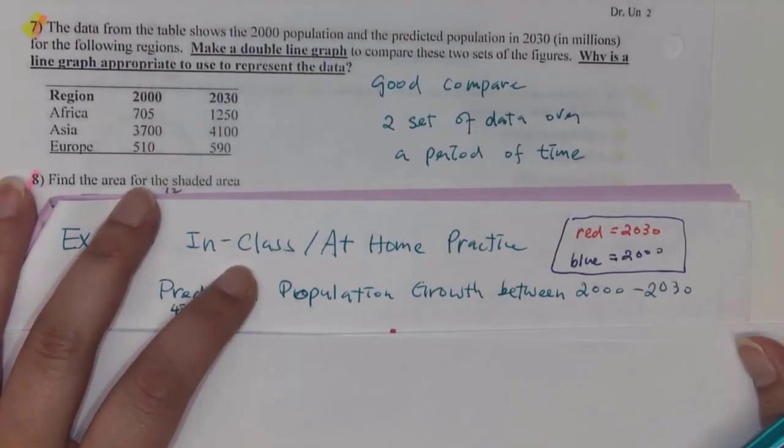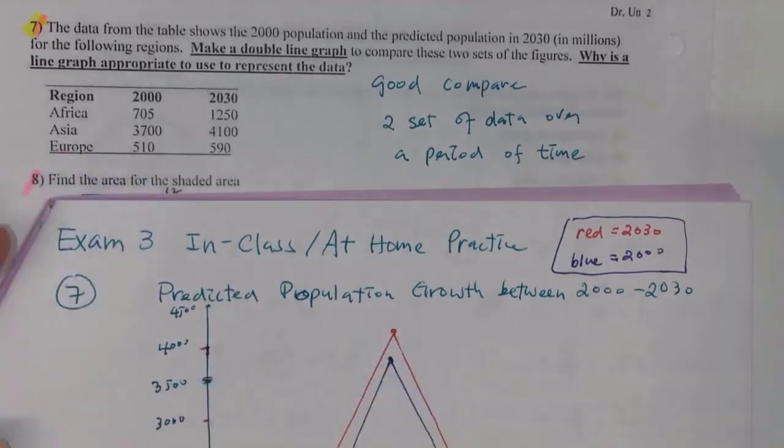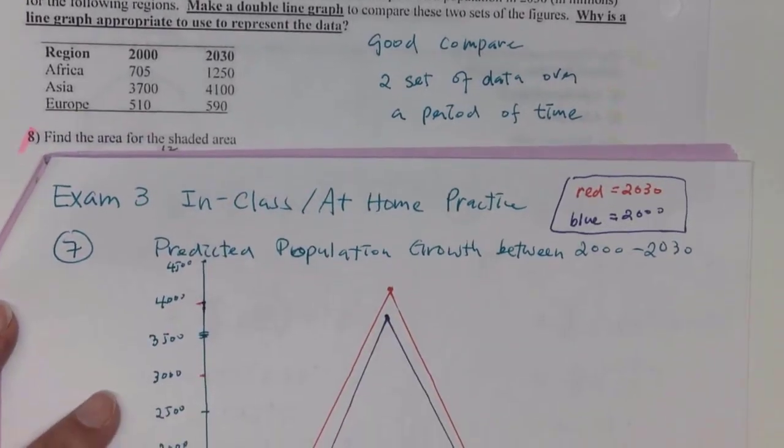I'm going to say it's going to be the population prediction between 2000 and 2030. And I am going to have a graph, and try to spread them out as much as I can.